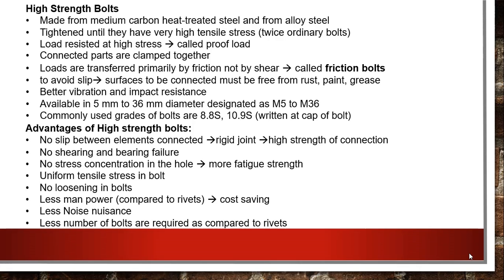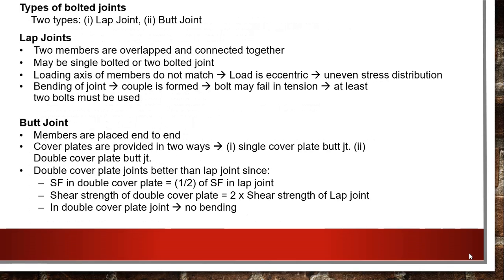No loosening in the bolt, because they are resistant to shock and vibrations. Less manpower is required, so it is cost saving and economical in nature. Less noise nuisance is created during the connection, and fewer bolts are required as compared to rivets. So basically the overall advantages of high strength bolts are more as compared to the rivet connection.